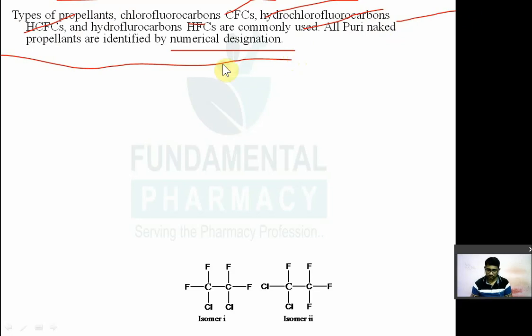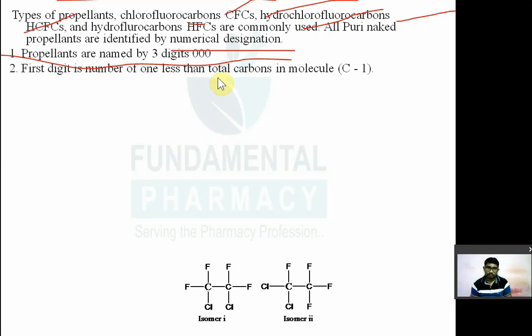Okay, so what kind of designation? They are identified by 3 digits. Propellants are named by 3 digits: 000. First digit is the number of carbon atoms, one less than the total number of carbon in the molecule. ठीक है, digit क्या होगा? Number of carbon कितना है उसमें, तो वो कैसे आएगा? Number of carbon is equal to total number of carbon in the molecule minus 1, that is C minus 1.